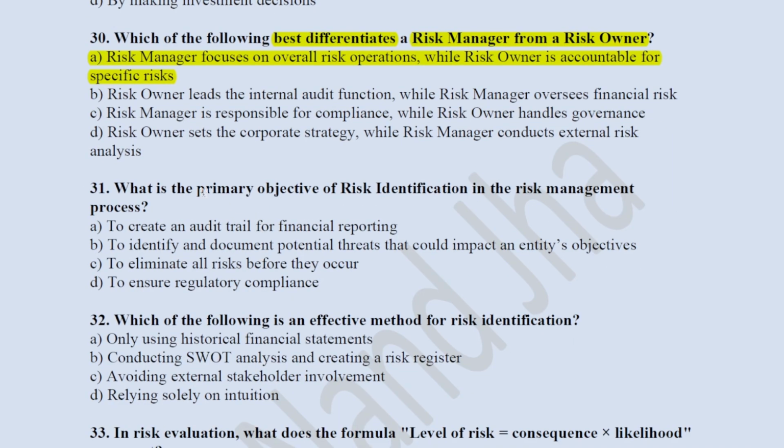What is the primary objective of risk identification in the risk management process? To create an audit trail for financial reporting; to identify and document potential threats that could impact an entity's objectives, yes; to eliminate all risk, no; to ensure regulatory compliance, no. So the answer should be B.